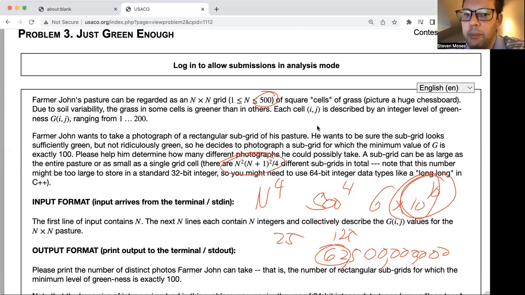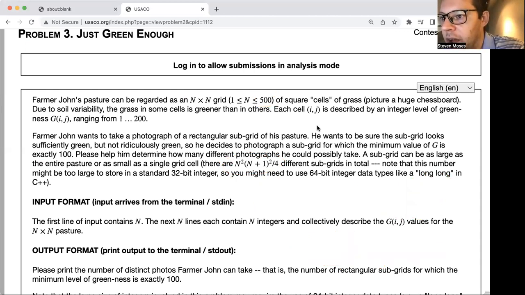Because we cannot check every subgrid, we have to find ways to optimize that. You're going to have to optimize this using dynamic programming in 2 dimensions. So it's a little bit tricky, so buckle up. There's that many different subgrids in total. Note that this number might be too large to store in a standard 32-bit integer, so you might need to use a 64-bit integer data type like a long in C++. So that's another thing. Make sure you use a long, even if you have the right algorithm. Your number of subgrids might be too high. That's another big hint too.